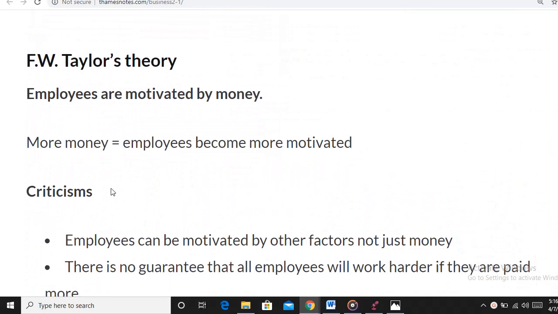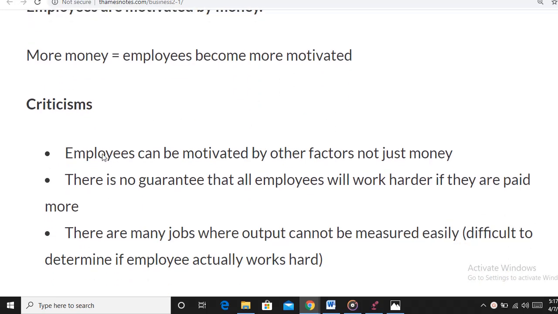Okay, at first glance, you can see that employees are motivated by money. This is what this theory mostly focuses on. More money equals more motivated employees. But we still have some criticism of this theory as well. The three most important criticisms are: employees can be motivated by other factors, not just money. There's no guarantee that all employees will work harder if they are paid more.